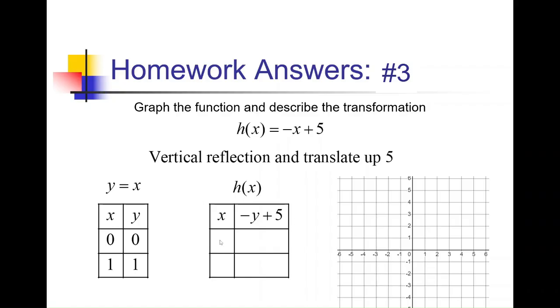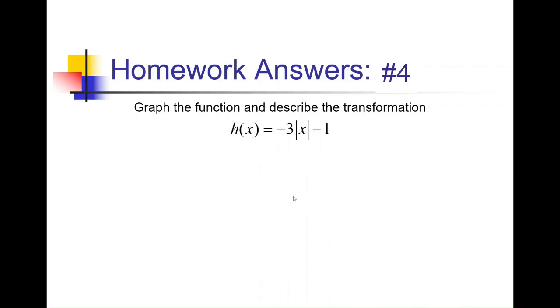So for the x's, I still have 0 and 1. For the y values, negative 0 plus 5 is 5, and negative 1 plus 5 gives us 4. So we've got 0 comma 5 up here, 1 comma 4 is right there, and there's your line going through those 2 points. And if you think about it as y equals mx plus b, slope is going to be negative 1, so down 1 over 1, and there's our y-intercept of 5.